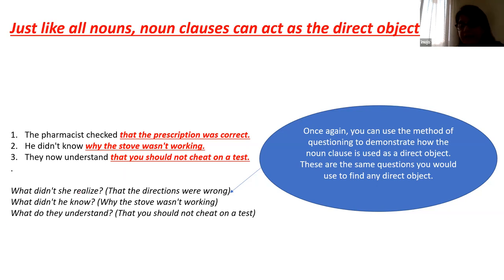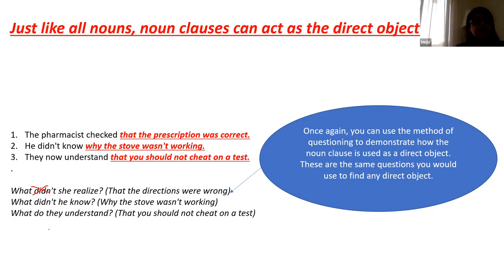What did the pharmacist check? So we ask, what did the pharmacist check? The pharmacist checked that the prescription was correct. So what do we ask? What did the pharmacist check? Then the answer will be that the prescription was correct. Then you get the answer in the form of the noun clause. That becomes the object because you're asking a question.